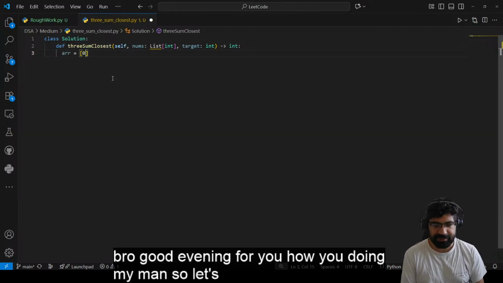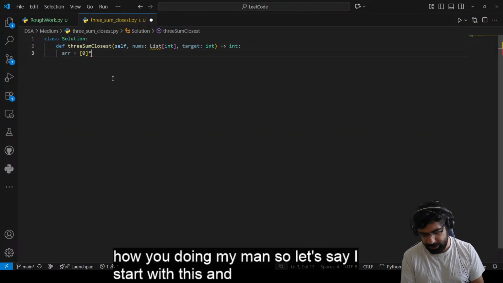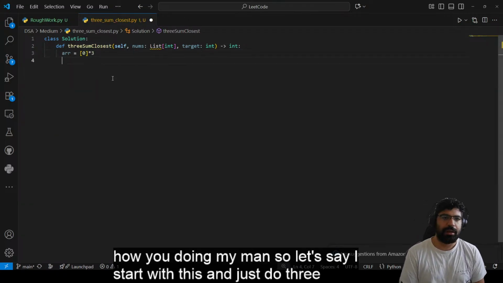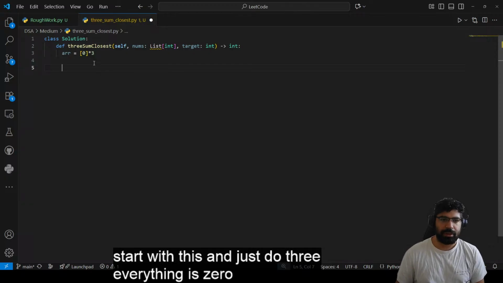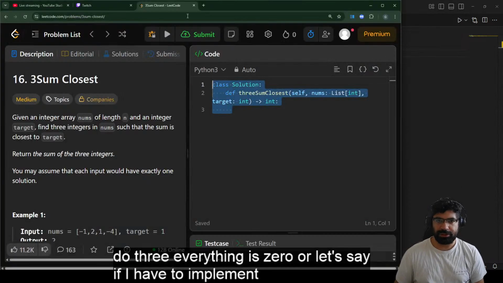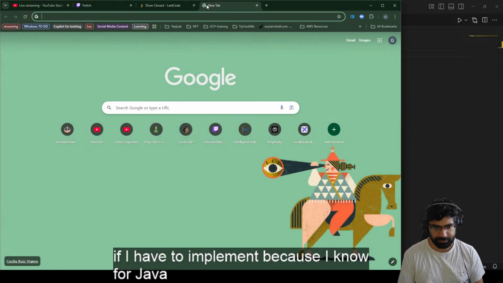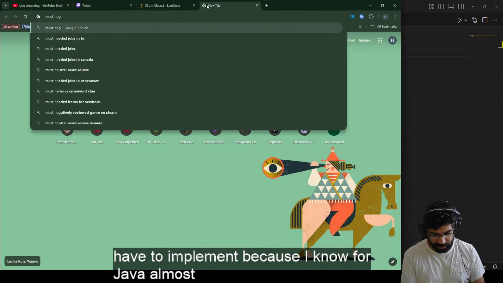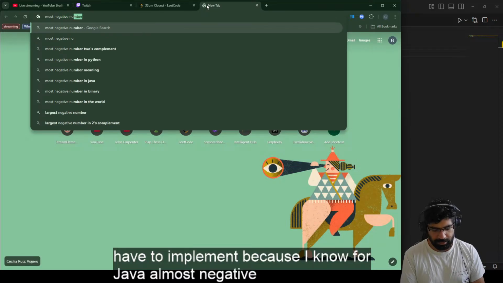So let's say I start with this and just do 3. Everything is 0. Or let's say if I have to implement, because I know for Java, most negative over the smallest.